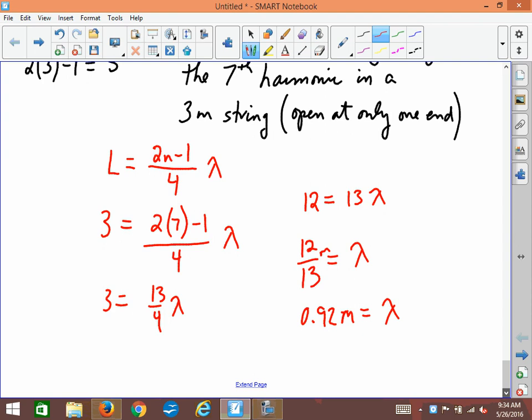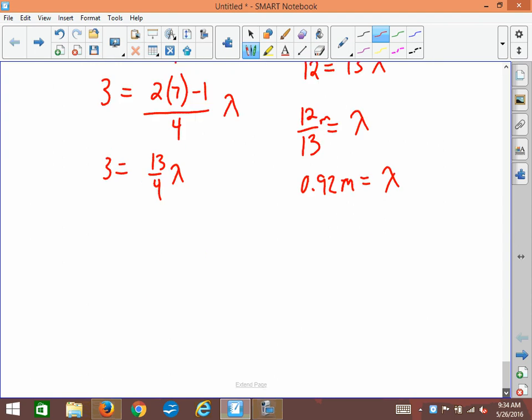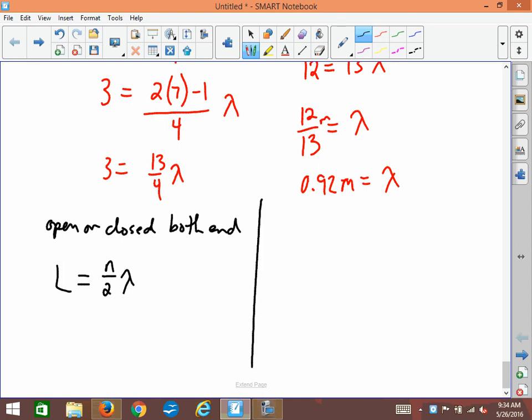All right? So that's basically it. To summarize, we have, oh good, we're at the end of our time here. We have open or closed at both ends, the relationship between the length of the vibrating medium and the wavelength of standing wave patterns that you can get is L equals n over 2 lambda. And for open at one end only, we have L equals the length of the medium, 2n minus 1 over 4 times lambda.